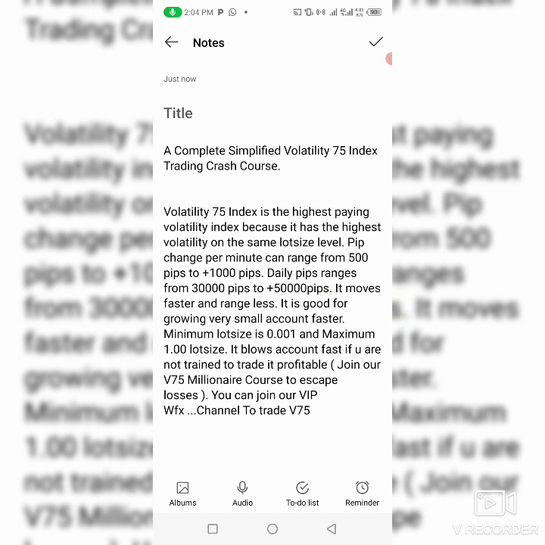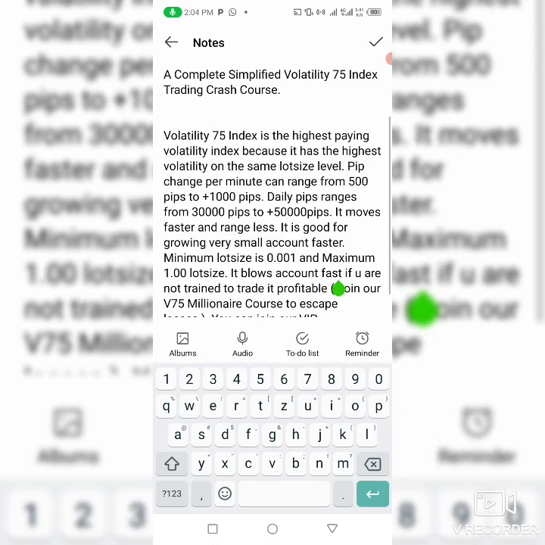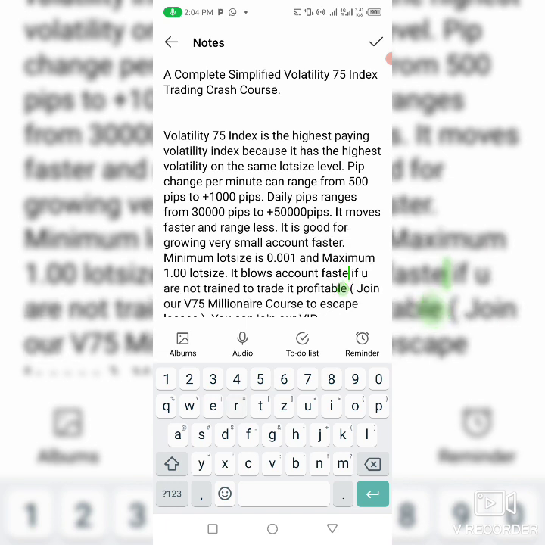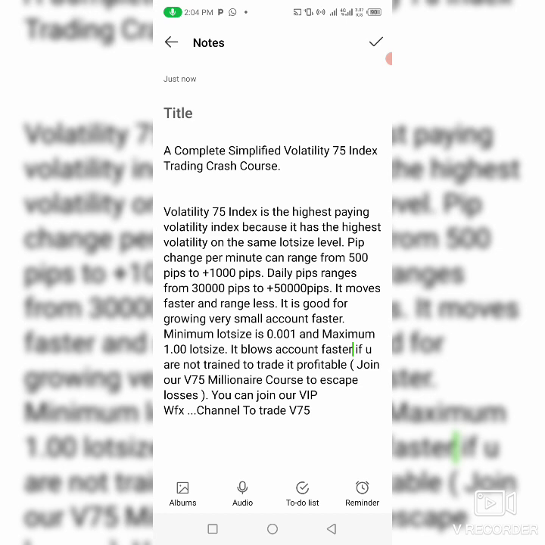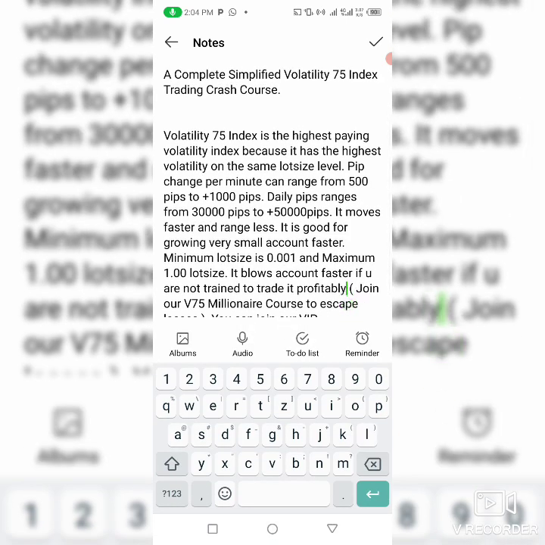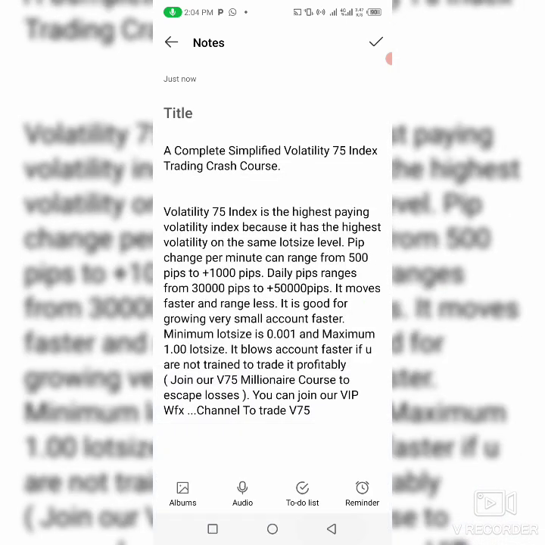It is good for growing a very small account faster because it moves fast. After a small range, it moves fast, so you can use it to grow a small account like $5, $10 and all of that. Minimum lot size is 0.01 and maximum lot size is 1.00. It blows accounts faster if you are not trained to trade it profitably.